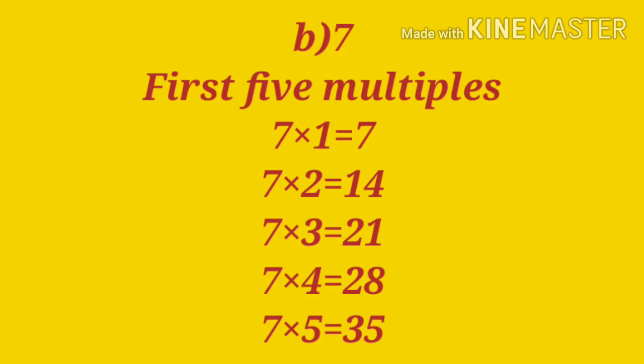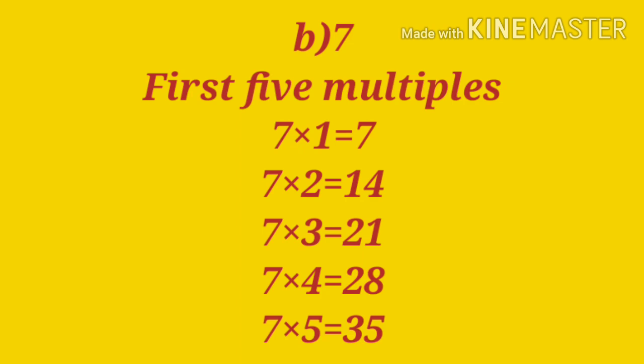Now see the second example. We have to find the first 5 multiples of 7. So first we multiply 7 by 1. We get 7. Then we multiply 7 by 2, we get 14. Then we multiply 7 by 3, we get 21. And then we multiply 7 by 4, we get 28. Finally, we multiply 7 by 5, we get 35. So here we get the first 5 multiples of 7 by multiplying by 1, 2, 3, 4 and 5. So the multiples of 7 are 7, 14, 21, 28 and 35.